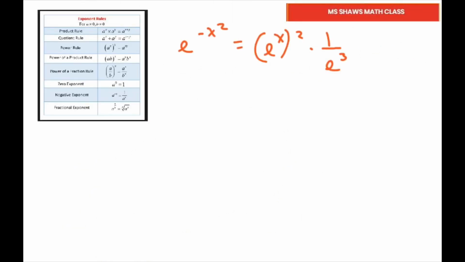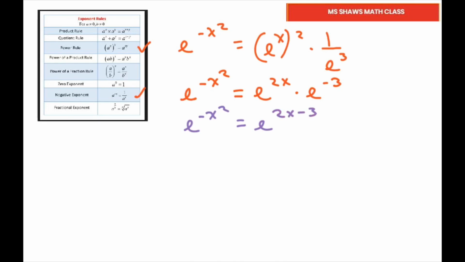The first thing I'm going to do is write this as e to the negative x squared equals e to the 2x. I'm using my power property here for that one. And then times e to the negative 3, and I'm using my negative exponent rule. Then I'm going to simplify even further and write this as e to the 2x minus 3. That is your product rule.